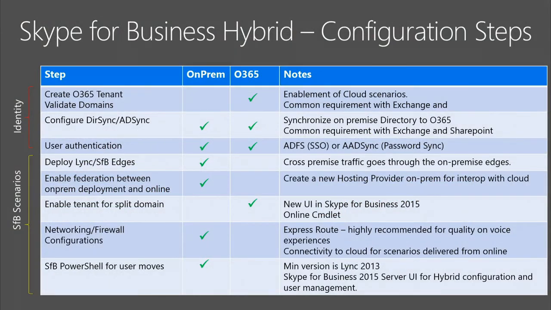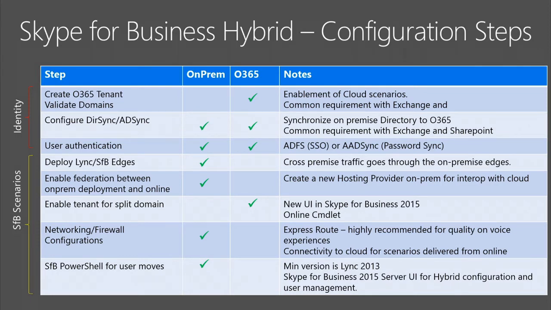On the identity sequence, obviously you have to create, as I already mentioned, an Office 365 tenant and validate the domains that will be used for your deployment. It's an operation that is done in Office 365. You have to configure the DirSync options and/or AD Sync, which will bring the directory from on-premise to online. Again, if you already have done this for Exchange and SharePoint, you can leverage that process. Decide on the user authentication and do the configuration that will allow your end users to connect to online services via a single sign-on experience like ADFS or password sync.